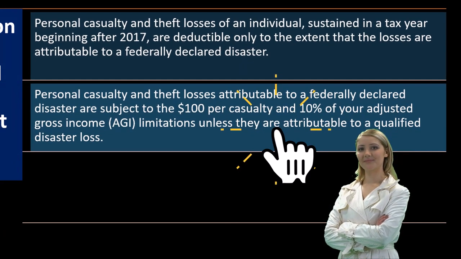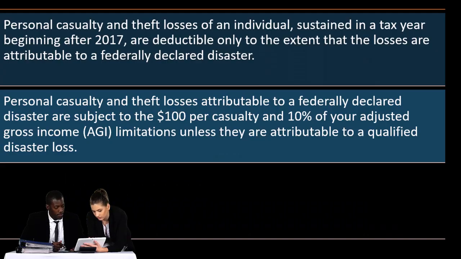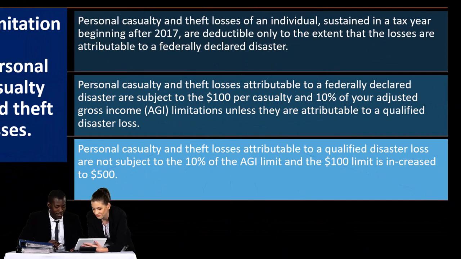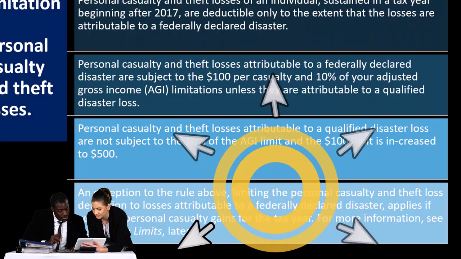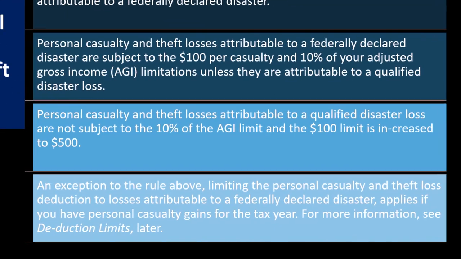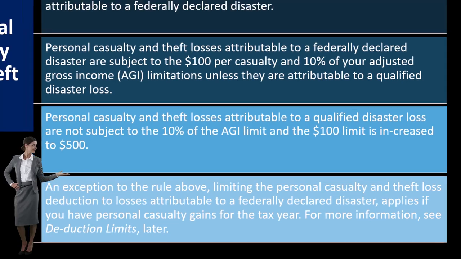Personal casualty and theft losses attributable to a federally declared disaster are subject to the $100 per casualty and 10% of your adjusted gross income (AGI) limitations, unless they are attributable to a qualified disaster loss. Personal casualty and theft losses attributable to a qualified disaster loss are not subject to that 10% of AGI limit, and the $100 limit is increased to $500. An exception to the rule above, limiting the personal casualty and theft loss deduction to losses attributable to a federally declared disaster, applies if you have personal casualty gains for the tax year. For more information, see deduction limit later.